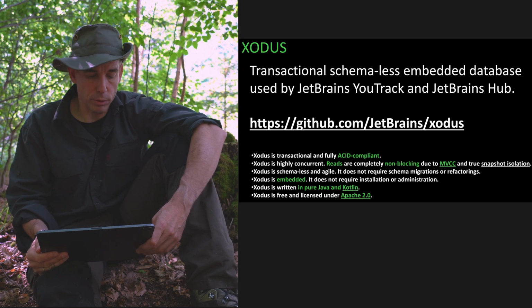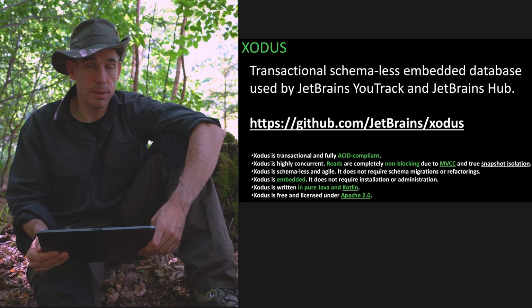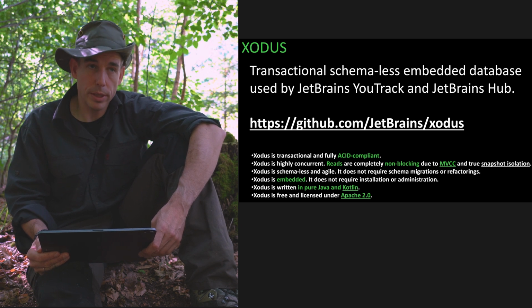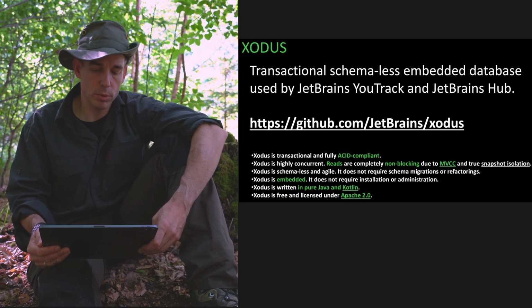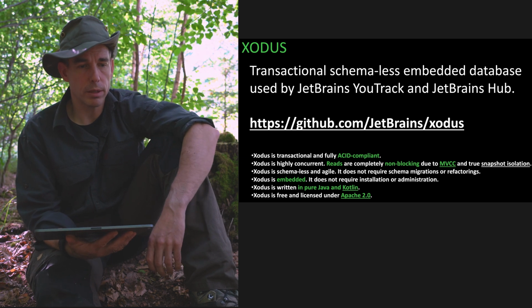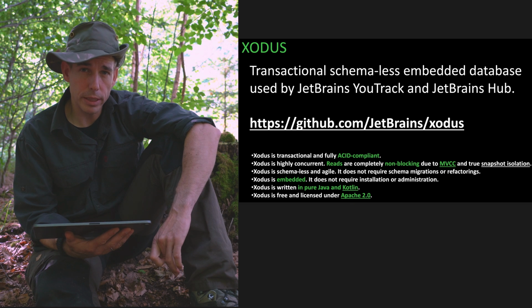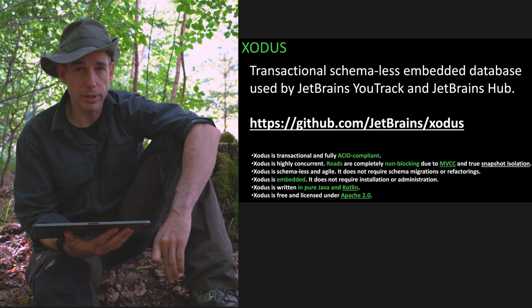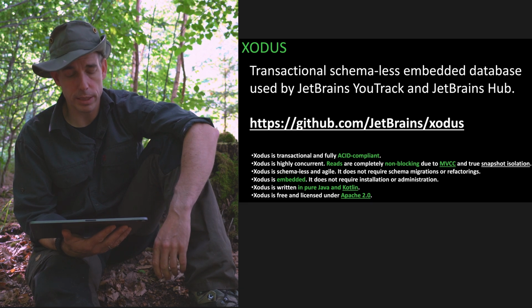So what XODUS is: it is schemaless, which means that you can just modify the schema itself, and we have a document-oriented approach here. It's written completely in Java and Kotlin, and available under the Apache license, which is mostly a business-friendly license.